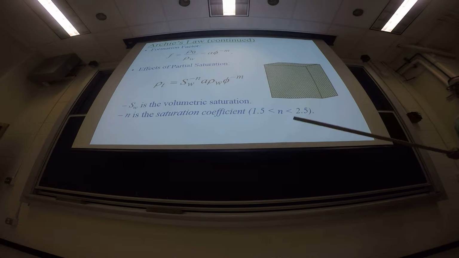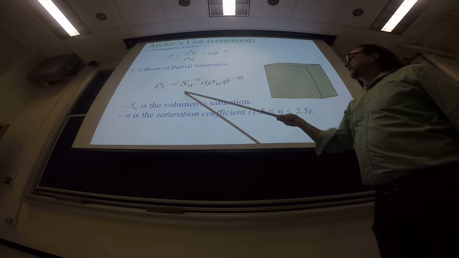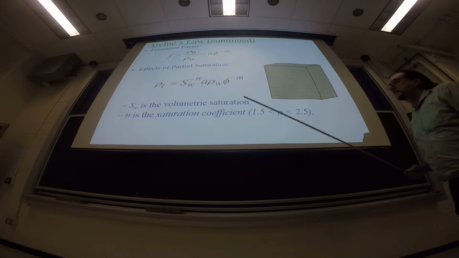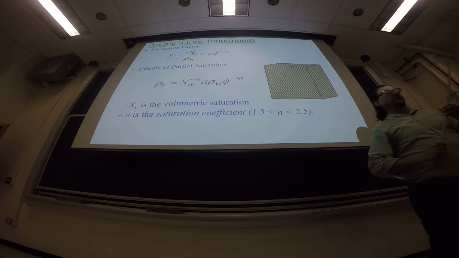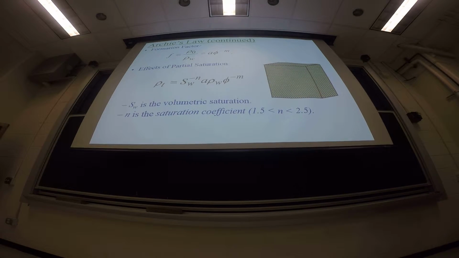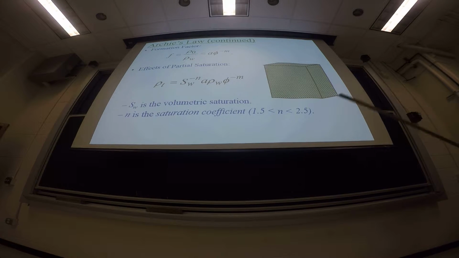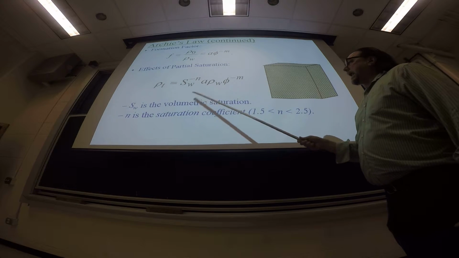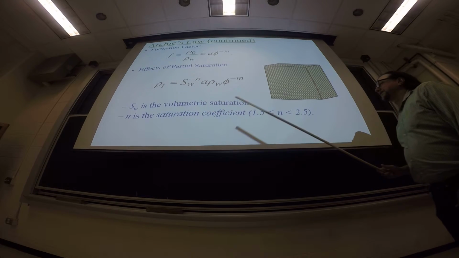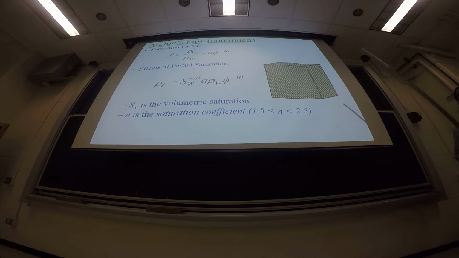Now, if the rock's only partially saturated, then you've got an additional term that goes out front here called the saturation term, where this is the volumetric saturation. So in this case, fully saturated would have a value of 1. If the rock is only half saturated, or the pore space is only half saturated, it would be 0.5. And this exponent is called the saturation coefficient, which once again has a value somewhere between 1.5 and 2.5.